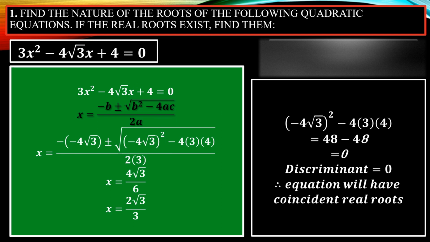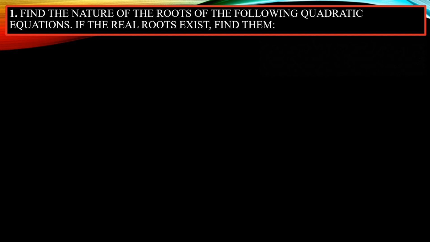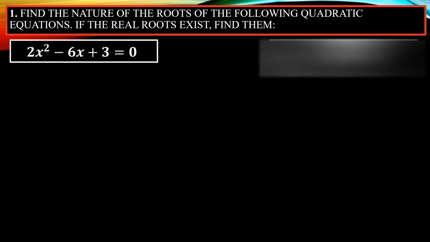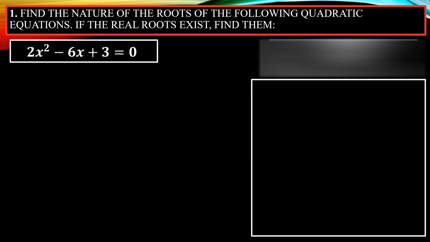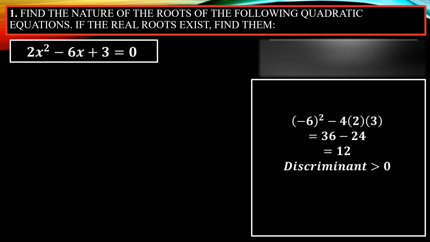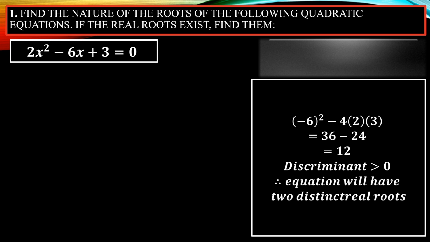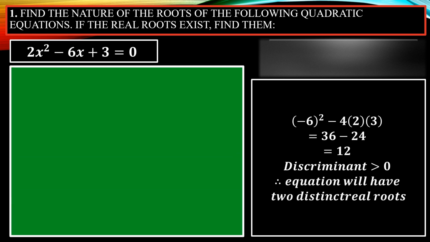Okay, let's take the second part. 2x square minus 6x plus 3 is equal to 0. So let's check the nature of the roots first by b square minus 4ac. b is minus 6, a is 2, and c is 3. On simplifying, we get 36 minus 24, that is 12. Means the value of the discriminant is greater than 0, so it will have two distinct real roots, right? The equation will have two distinct real roots.